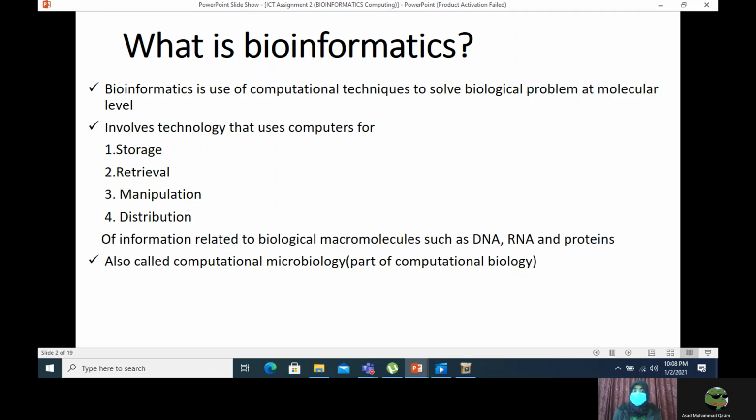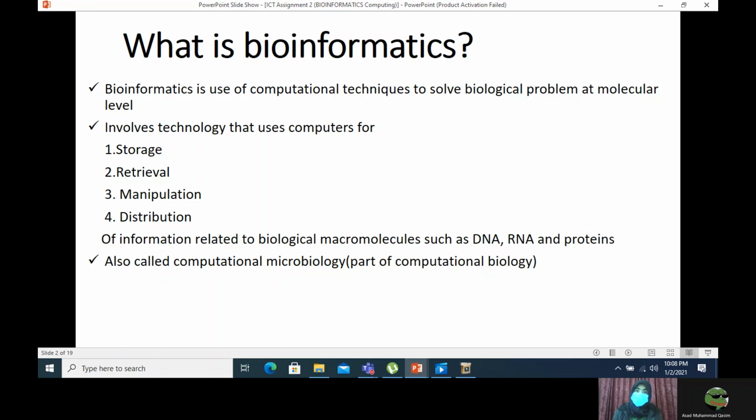What actually is bioinformatics computing? In bioinformatics, we solve biological problems and process biological data using computational techniques of mathematics and statistics. We use computers for different purposes in this field.